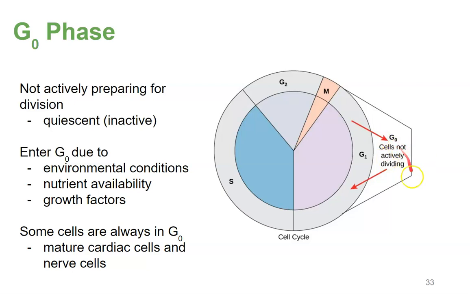Cells can enter G0 and leave if they get the necessary requirements back. So they can enter G0 due to environmental conditions, nutrient availability or unavailability, and growth factors. So if they get those things back, if environmental conditions improve, then the cell will exit G0 and enter G1 again.